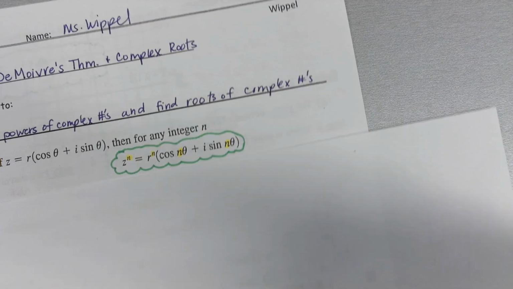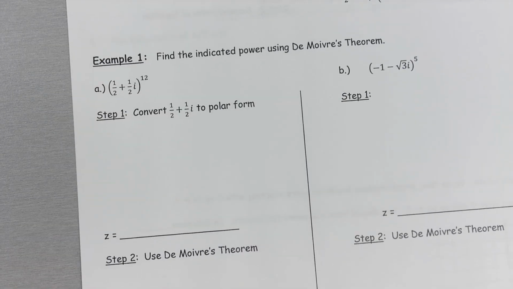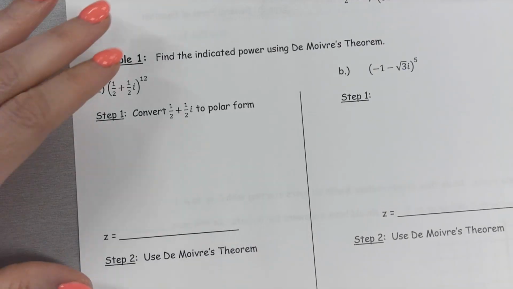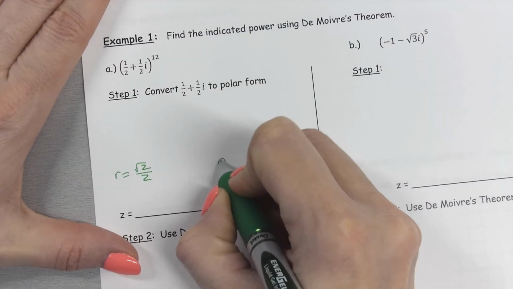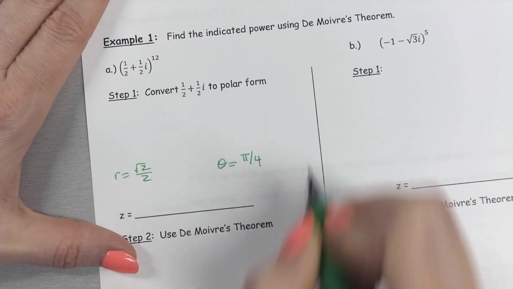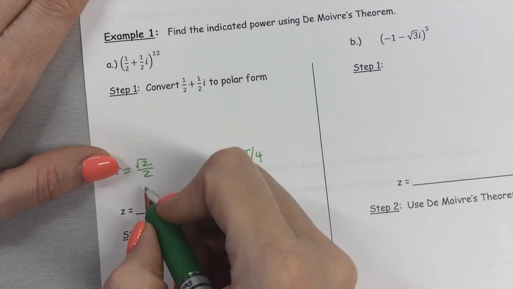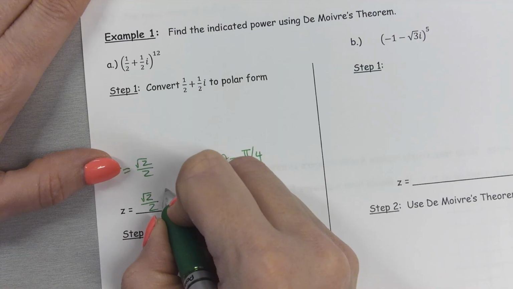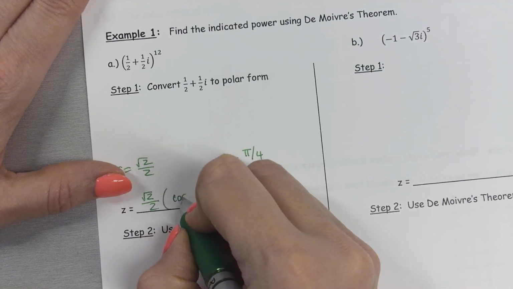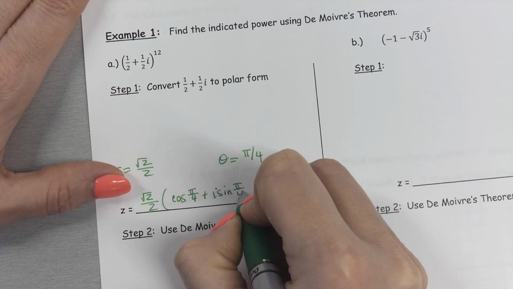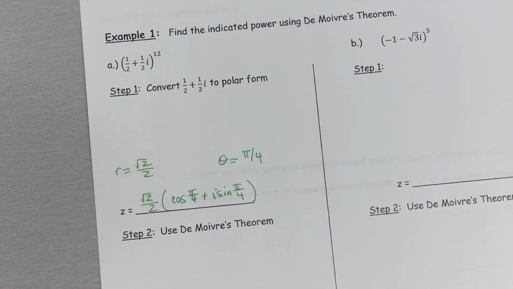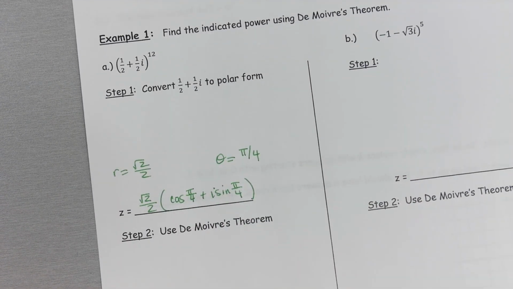All right, and then Kristen, for your theta value, what did you get? Great. Okay, so you have the tangent of theta is equal to 1. So your polar form is root 2 over 2 cosine of pi over 4 plus i sine pi over 4. Okay, do you guys have any questions on that first part? Because you need to have your work down there for that.